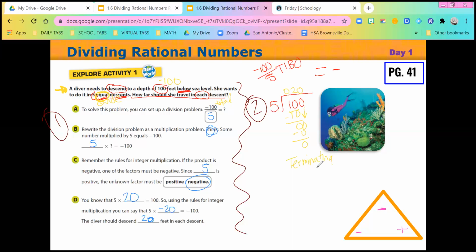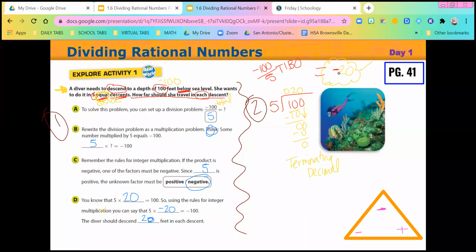Remember, we did this probably like week 2 of distance learning. So that means 100 divided by 5 gives me 20. But remember, we had different signs. We have a negative. So that means that diver went down 20 feet in every descent that she did. All right, so we get the same answer by using multiplication or division. I'll give you some time to write this down. You can also write down the T-bow part. Hopefully, this one was an easy division one, right? 100 divided by 5 is a really easy one.